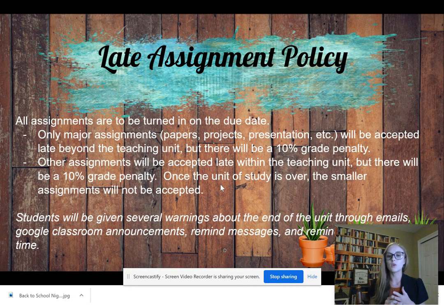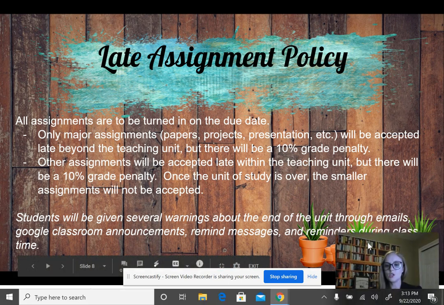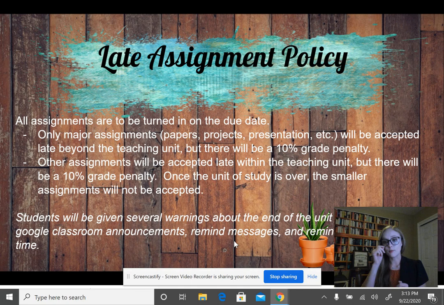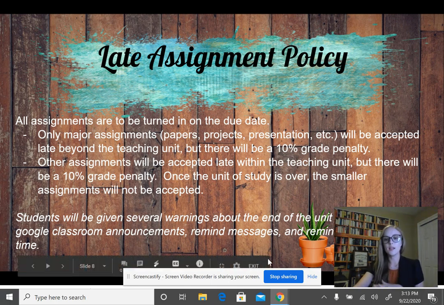Students will be given several warnings about the end of the unit through email, Google Classroom announcements, Remind messages, and reminders during class time. So they will have plenty of warnings coming up on the end of the unit to get those missing assignments turned in. If you have any questions about that, please let me know. And if anything is going on, please let me know, and we can make adjustments as necessary.